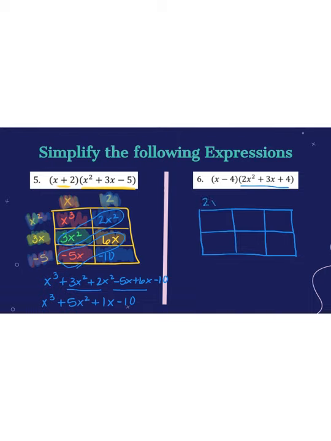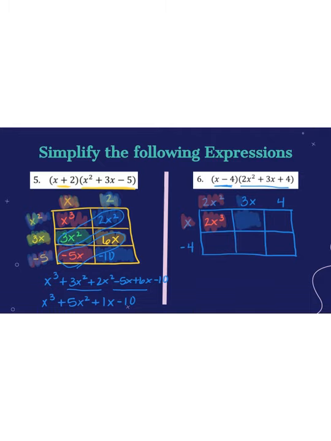So I have 2x squared, I have a 3x and a 4, and then I have an x, and because of that negative 4, we're going to make this a negative 4 right here. That x minus 4, we're going to make that a negative 4 on the bottom. Okay, so I'm going to start with this one. So I have 2x squared times x. So I have 2x to the 3rd.